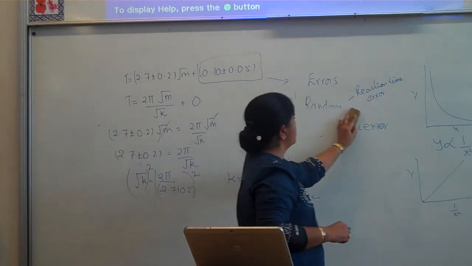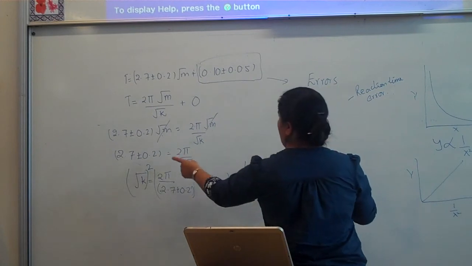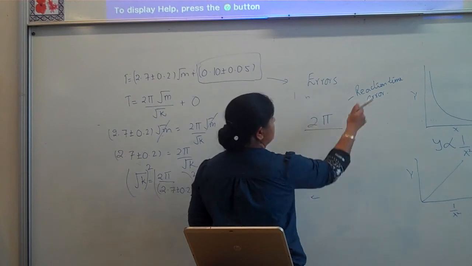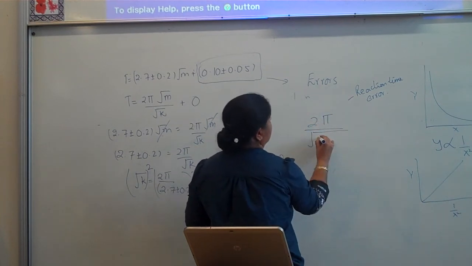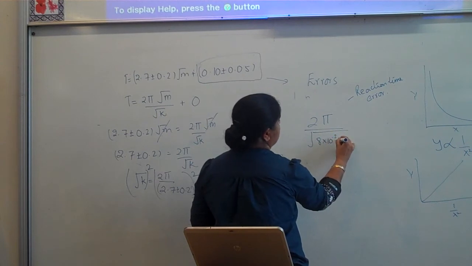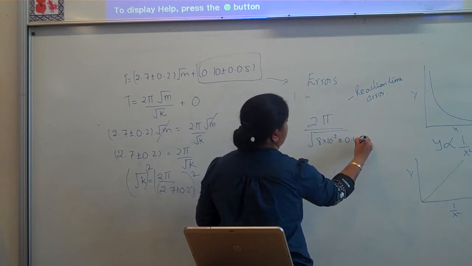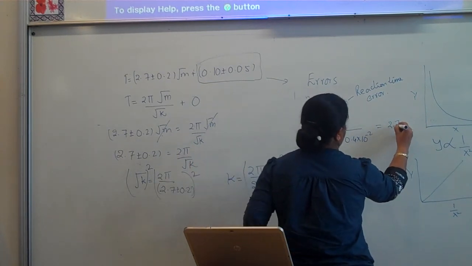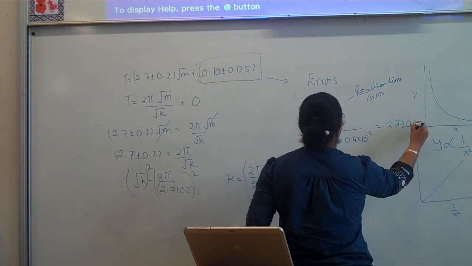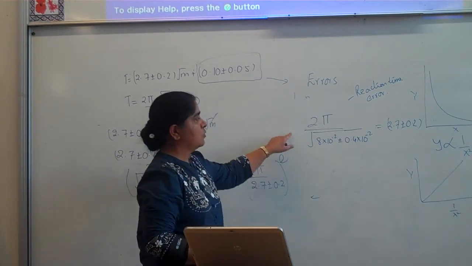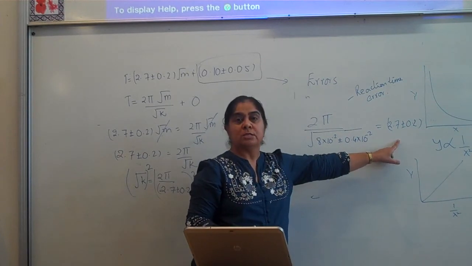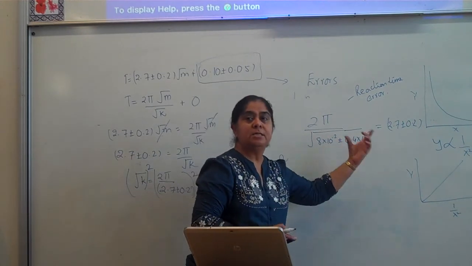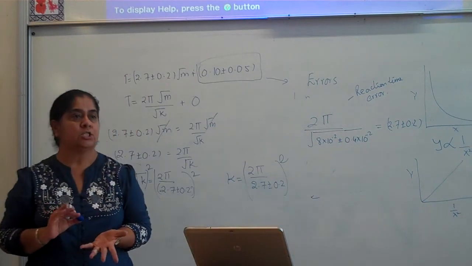Or you could also do this: you know now here 2 pi square root k is equal to that. So 2 pi, substitute the value of k that is given, 8 times 10 to the power of negative 2 plus and minus 0.4 times negative 2, should be equal to 2.7 plus and minus 0.2. So either you do this calculation and show that the value is closer to this. You don't have to do both. One. But remember, uncertainty needs to be handled with percentage calculations.